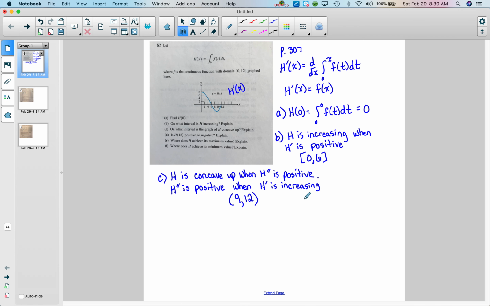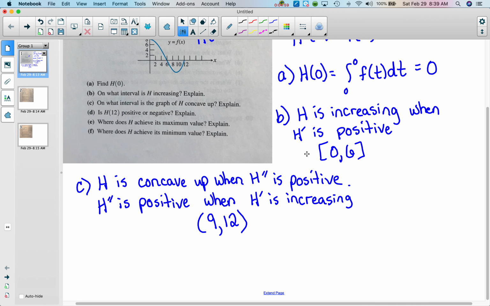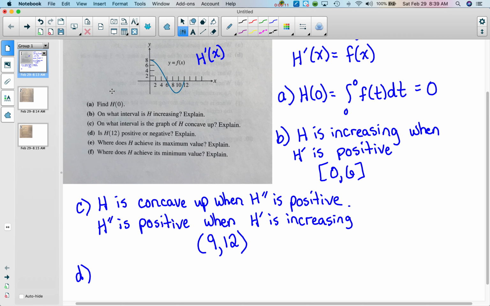Okay, so next, on part D, we have, is h of 12 positive or negative? So we need to think about that now. Let's look at our picture. So h of 12, if we plug that back into our integral, would be the integral from 0 to 12 of f of t dt. So this is h of 12.